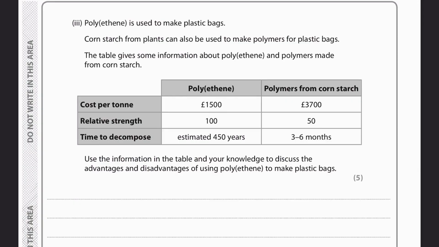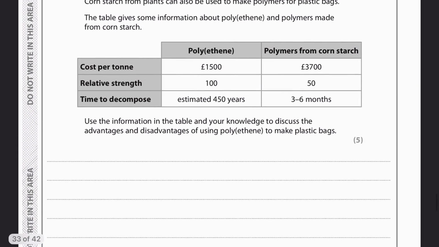And it says, use the information in the table and your knowledge to discuss the advantages and disadvantages of using polyethylene to make plastic bags. So if it's 5 marks, you want to address as many different points as you can. If you just address one point, even if you talk a lot about one point, you will only get 1 point. So many different points.